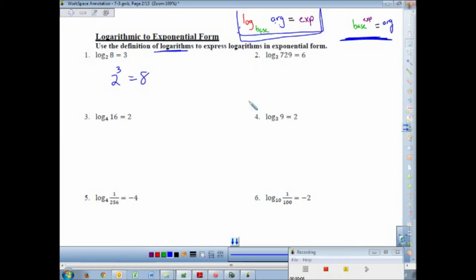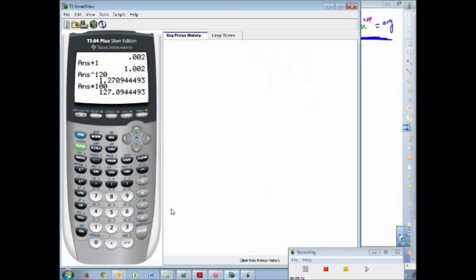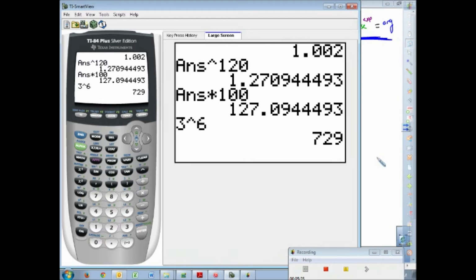So let's try that again on number 2. It's in logarithmic form. Let's write it in exponential form. The base is what? 3 to what exponent? And that should equal 729. And if you punch that in your calculator, I'll bet you it does. 3 to the 6 equals, didn't we get 729 in that situation?